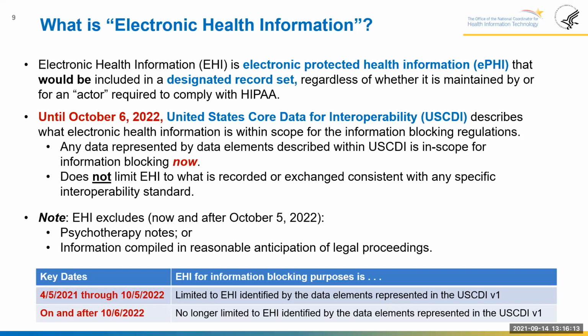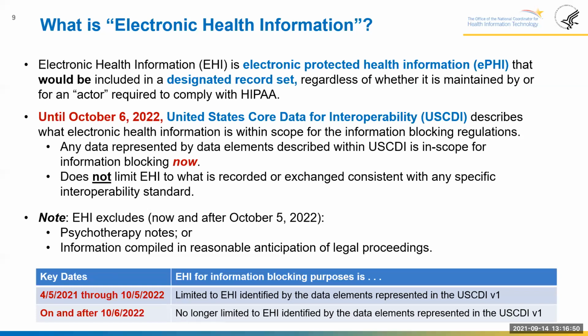So that means from April 5th, 2021 through October 5th, 2022, and starting on October 6th there'll be a different definition, right? From April 5th to October 5th, the definition of EHI is focused on the data elements that are represented in the USCDI. Now, that does not mean that it has to be according to a particular interoperability standard. It is about the data itself, the data elements, and not the standard that attaches.